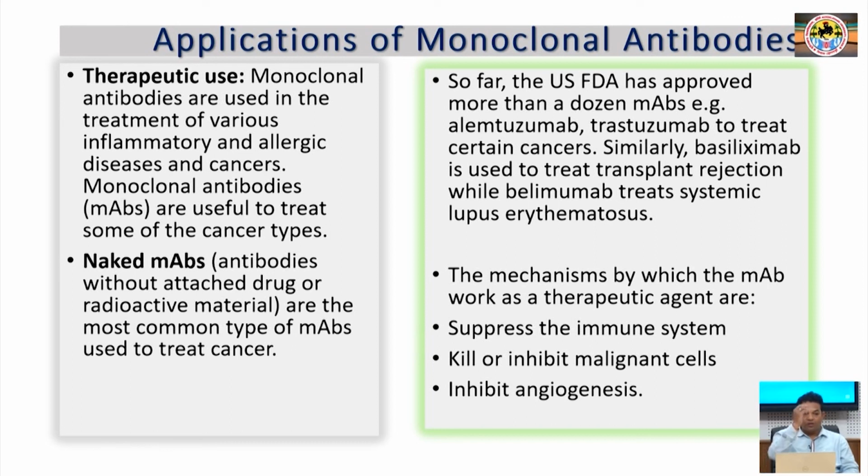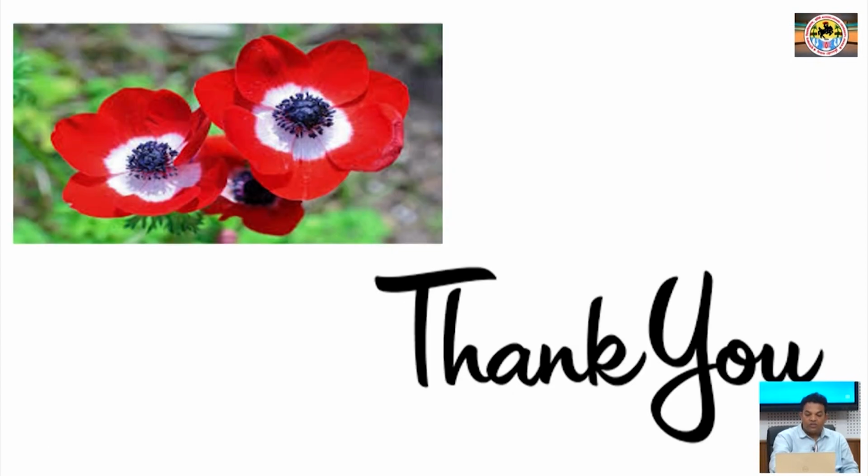The most important point is that the US FDA has approved more than a dozen monoclonal antibodies, such as alemtuzumab and trastuzumab, to treat certain cancers. The mechanisms by which monoclonal antibodies work as therapeutic agents are to suppress the immune system, kill or inhibit malignant cells, and inhibit angiogenesis.